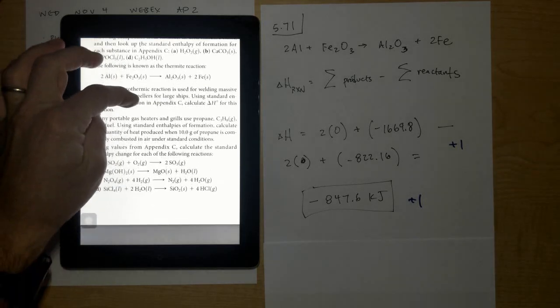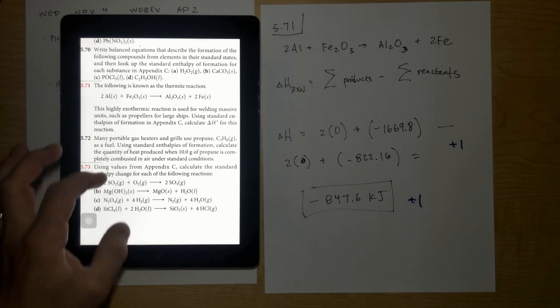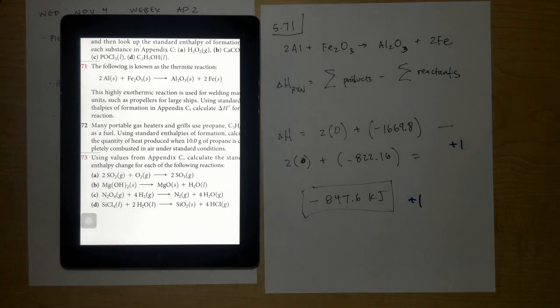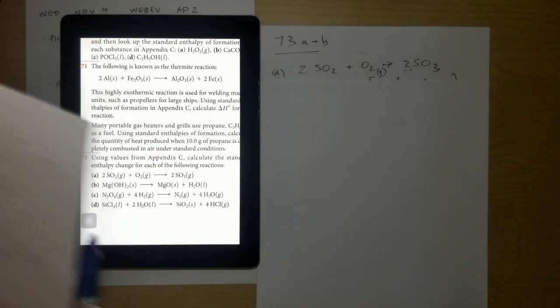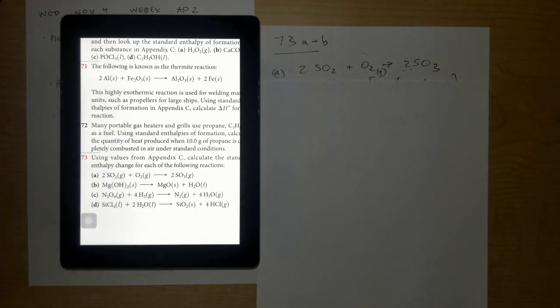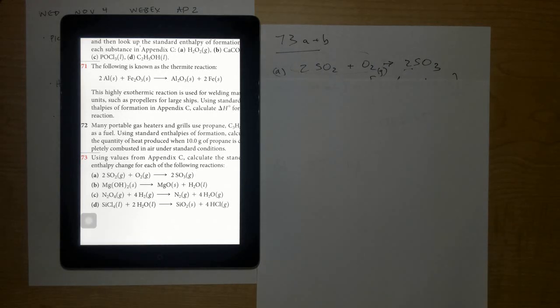Last problem, 73. Using values from Appendix C, calculate the standard enthalpy change for each of the following reactions. So I'll do the first one. We have SO2 plus O2 goes to 2SO3. Now we're going to do products minus the reactants. Remember, it's always products minus reactants.